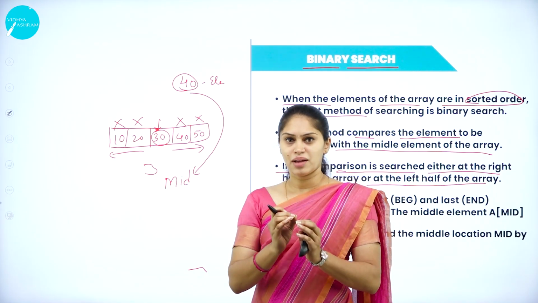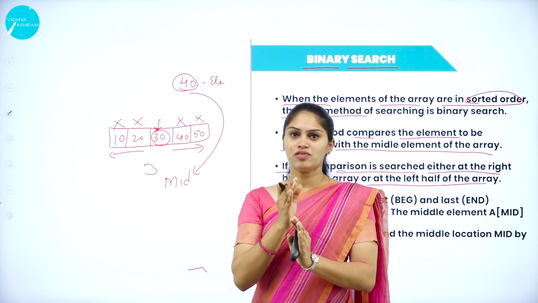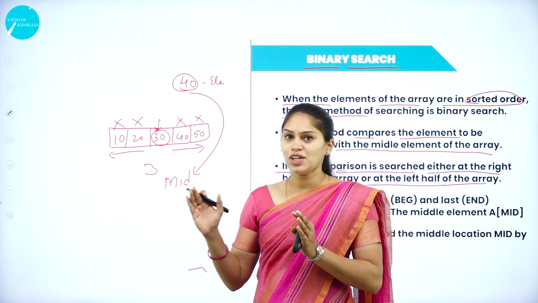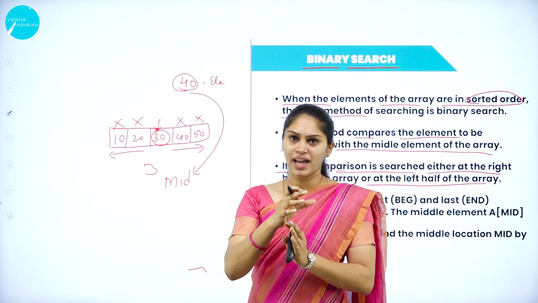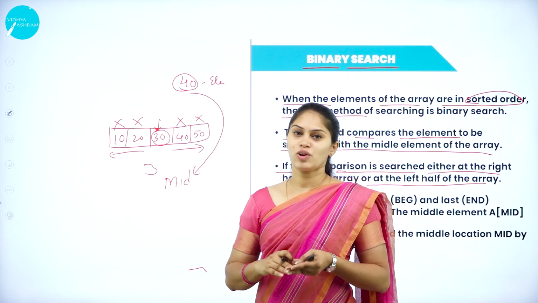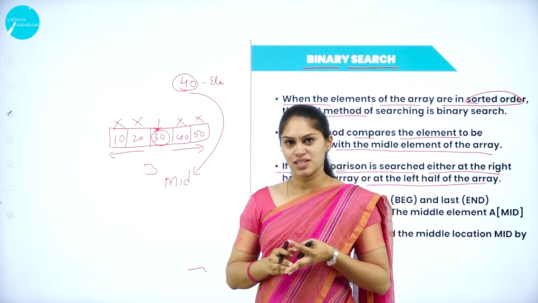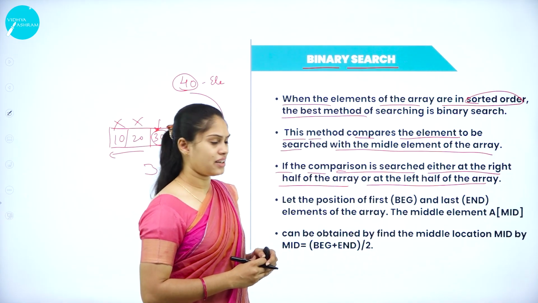But if I'm searching for the element which is to the left of the mid element, at that time I'm just going to leave the right part of the array. That means I'm just going to search for my element only on this side, so I'm going to leave this part. That also saves time and memory space. So that is the concept when it comes to binary search.